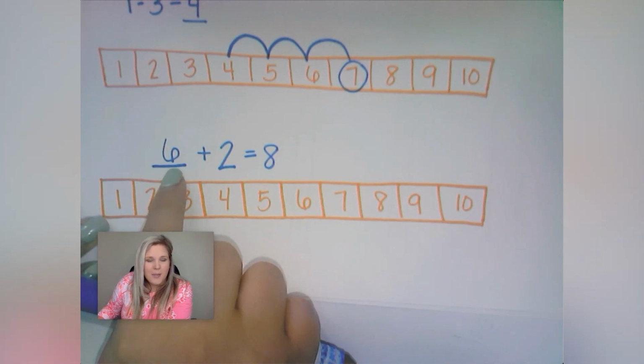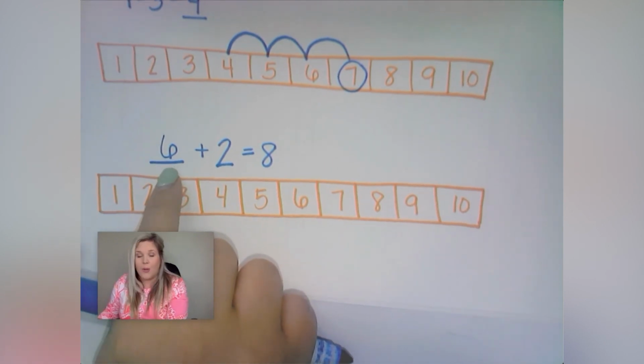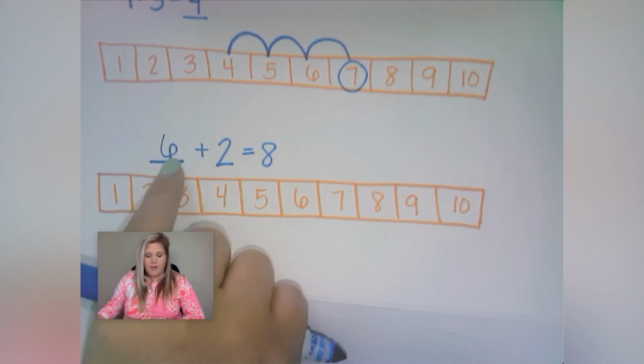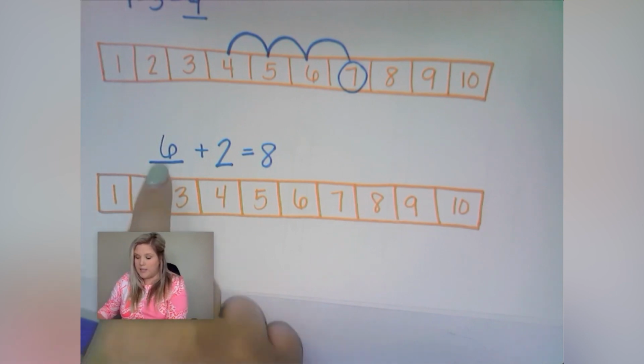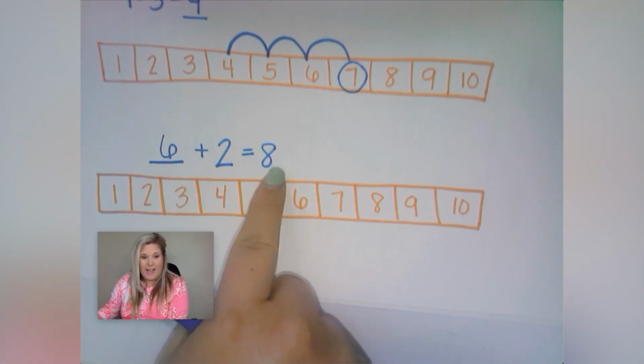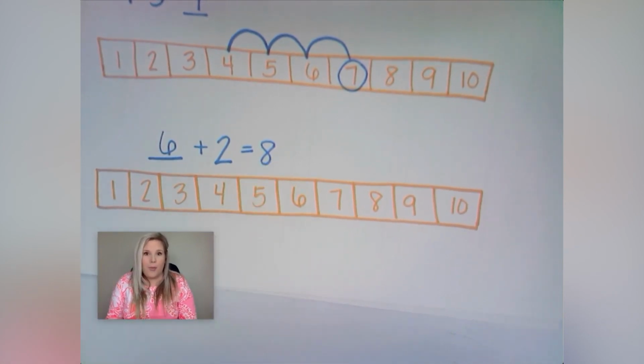Did you get the number 6? Me too. I went ahead and wrote the number 6 in my equation. So did your equation look like mine? 6 plus 2 equals 8? You're right. Keep up the good work.